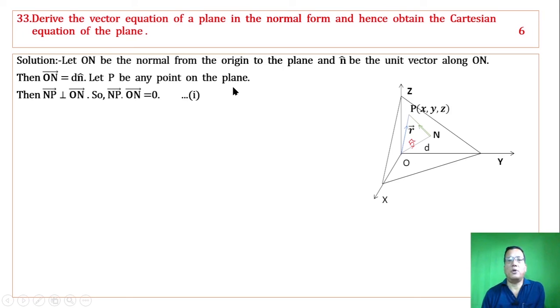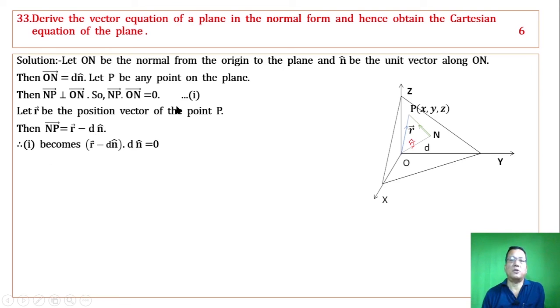Let P be any point on the plane. Then the vector NP is perpendicular to the ON vector. So, NP vector dot ON vector equals 0. Let r be the position vector of the point P. Then NP vector is r vector minus d n cap vector.